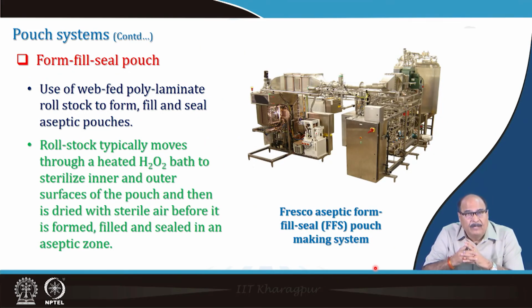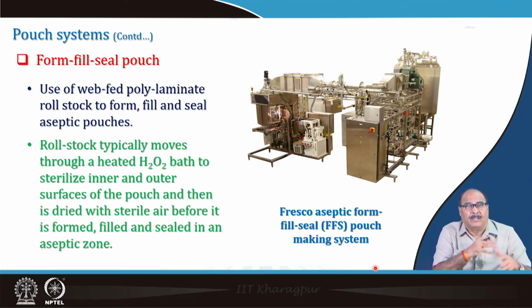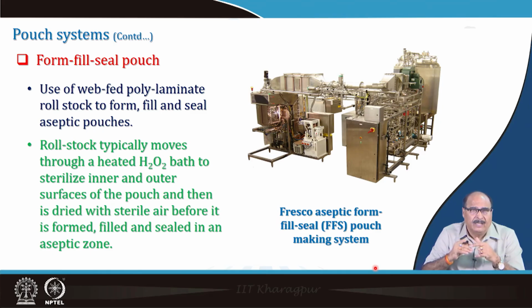Form fill seal pouch: in this, the web of laminates or PET polylaminates roll stock is used to fill and seal the aseptic pouches. Roll stock typically moves through a heated H2O2 bath to sterilize the outer surface of the pouch, and then it is dried with sterile air before it is formed, filled and sealed in the aseptic zone. And they are very popular. They are now commonly called form fill seal machines, FFS machines.